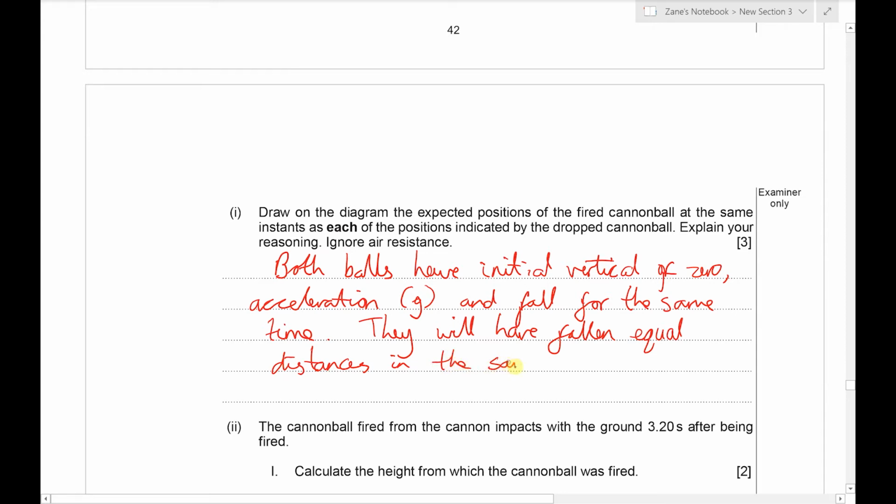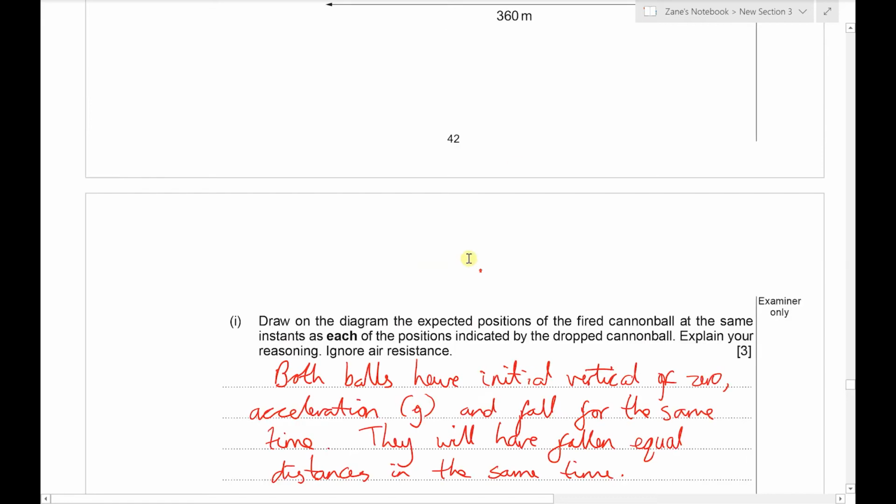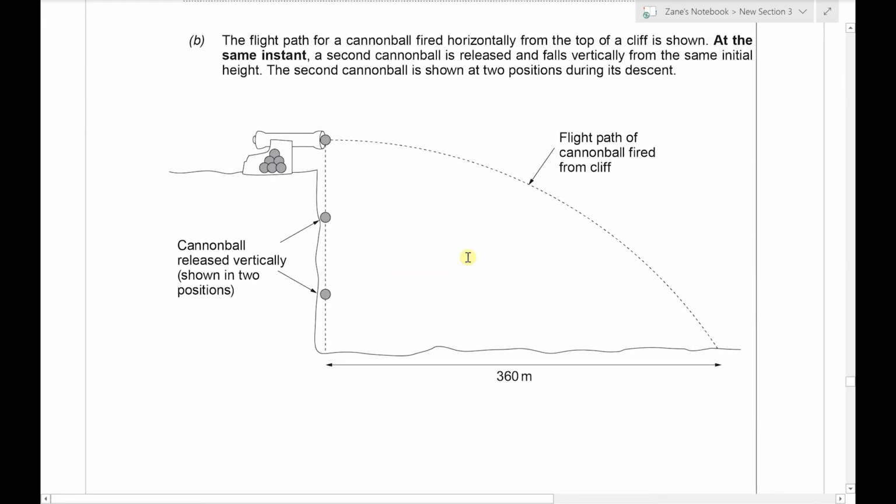So we can use that, if we go back to the diagram in a second, to draw the positions of the fired cannonball. We just simply want to make sure that it's near enough the same vertical height.